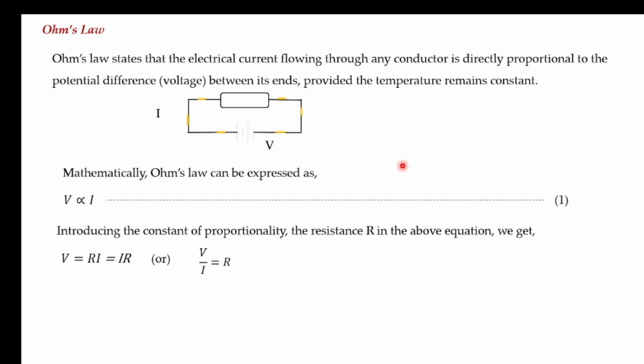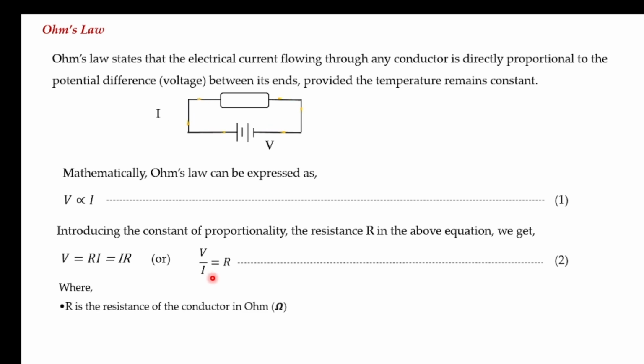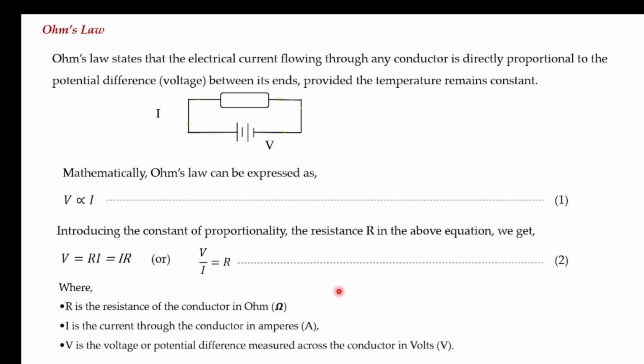The main condition for applying Ohm's law is that the temperature of the conductor should remain constant. So Ohm's law can also be stated in such a way that the V by I ratio will remain constant provided the temperature remains constant. Here R is the resistance of the conductor in ohms, I is the current flowing through the conductor in amperes, and V is the voltage or the potential difference measured across the conductor in volts. Next we will see Kirchhoff's current law.